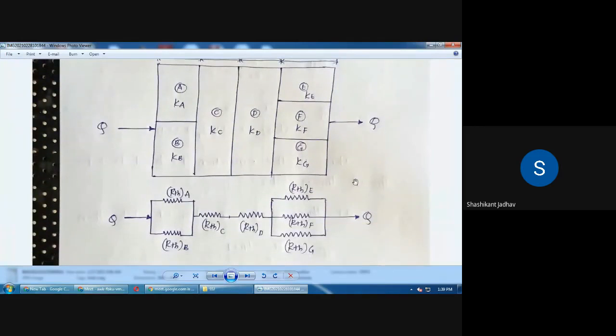Okay, so this is the resistance diagram. A and B are parallel to each other, and the combination of these two is in series with component C, and C and D are in series. Then E, F, G, three are parallel to each other and in series with D. At the inlet the heat transfer is Q, and at the outlet the heat transfer is Q.